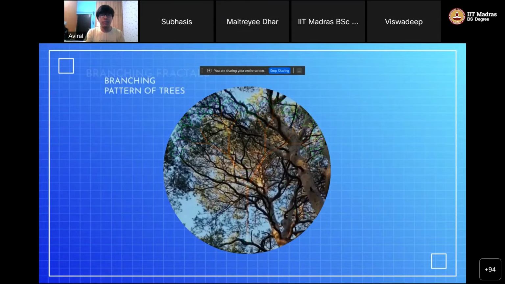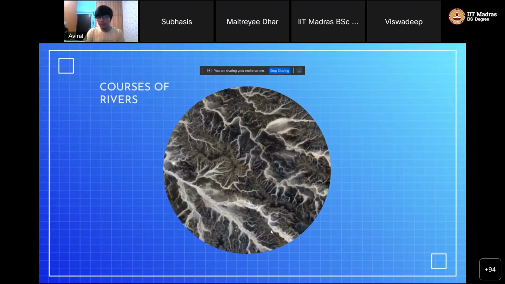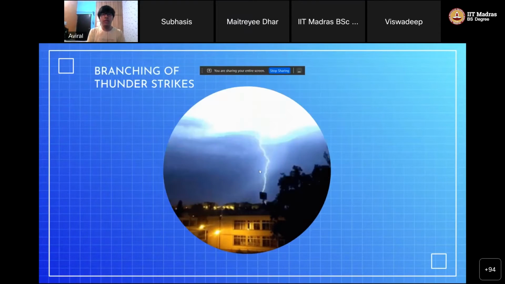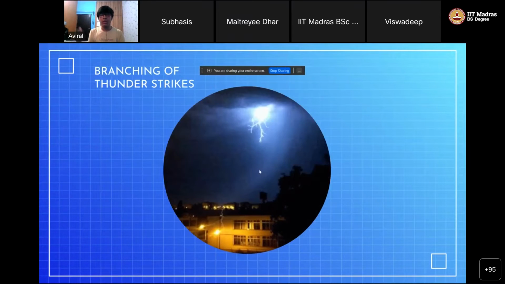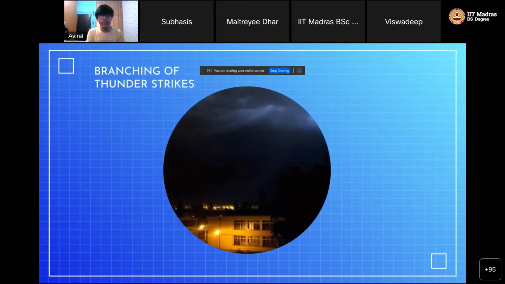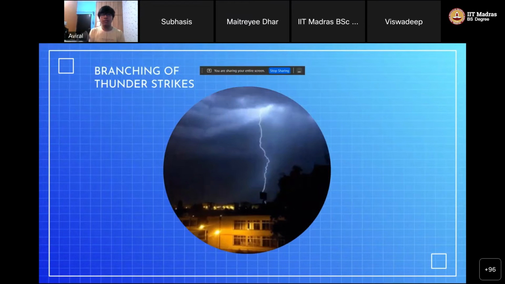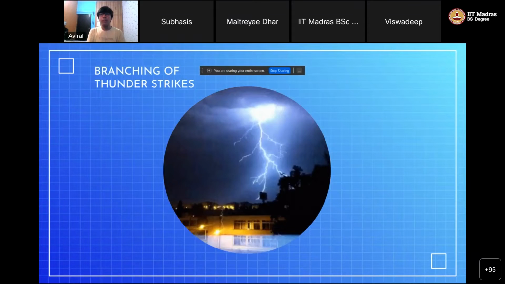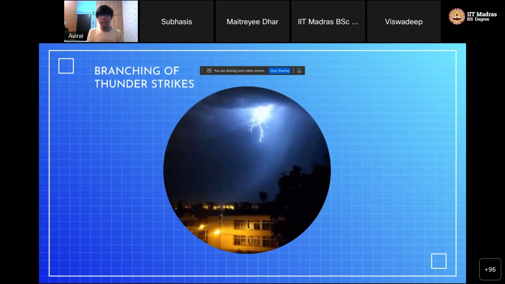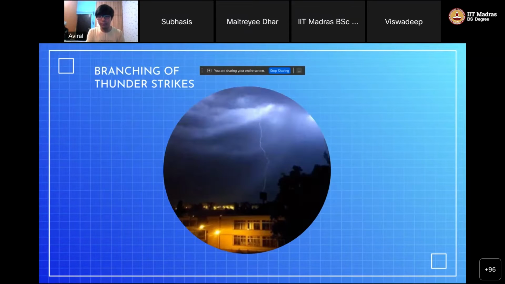In trees, you can see the branches of the trees, or you can see the courses of rivers, the branching of thunder strikes, or even inside your own body, like the nervous system or the neurons flowing inside your brain. So you can see this branching fractal pattern all around us. But why does nature have a fractal pattern? Why is it important?